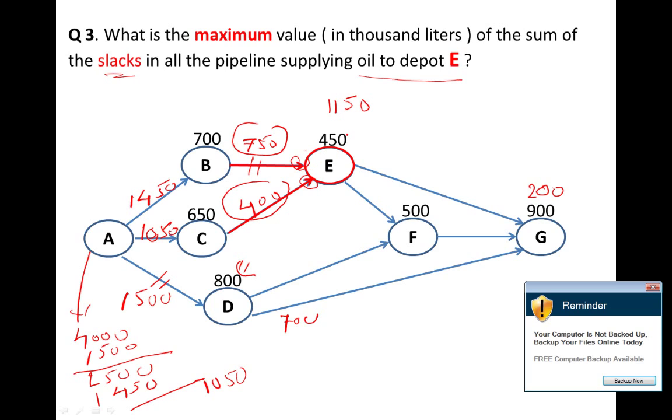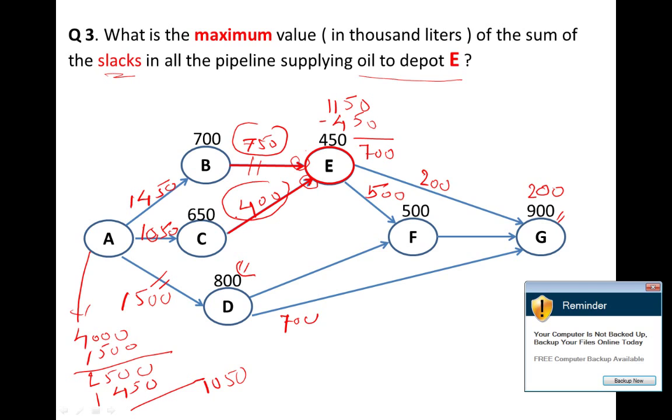of which E requirement is 450. So take out this 450. So you are left with the 700. Out of this 700, 200 will pass on to G. So this G completely 900 is over, and the remaining 500 will be passed on to F. Okay. So this should be the flow.